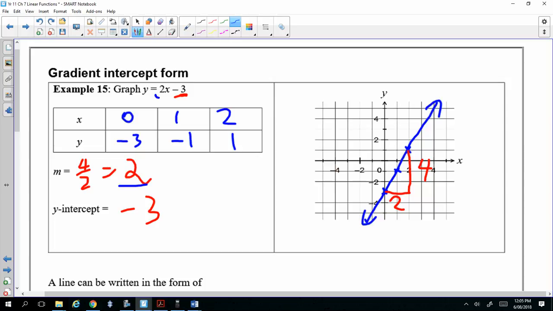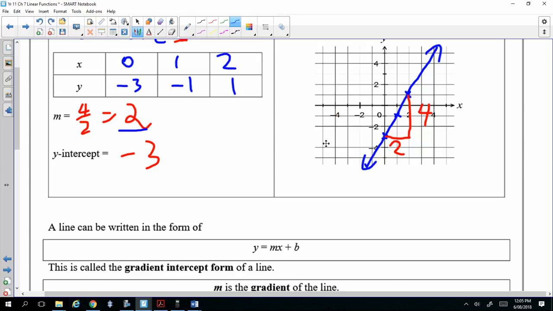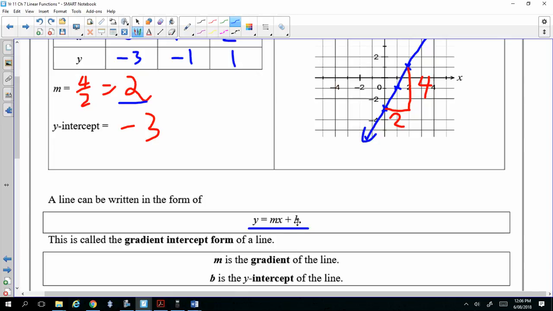So we'll now have a formula for the equation of a line. The equation of a line is y equals mx plus b. The m has a meaning, which is the gradient. The b has a meaning, it is the y-intercept. So now I could work out the gradient and the y-intercept just by looking at the equation.